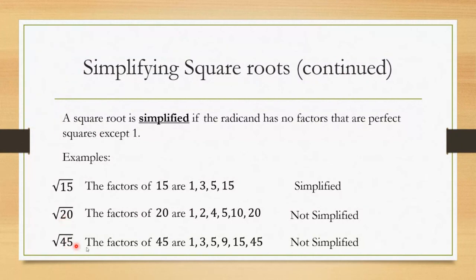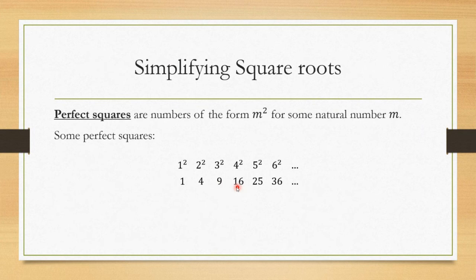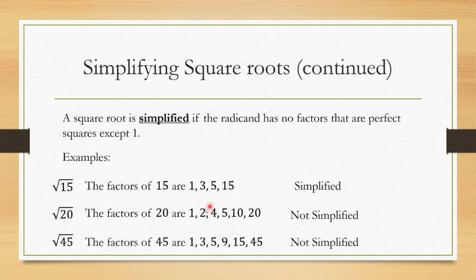What about square root of 45? Well, we could list all the factors, but it's really enough to see that 9 is a factor of 45 because 9 is a perfect square. 9 is 3 squared. So that's not simplified.